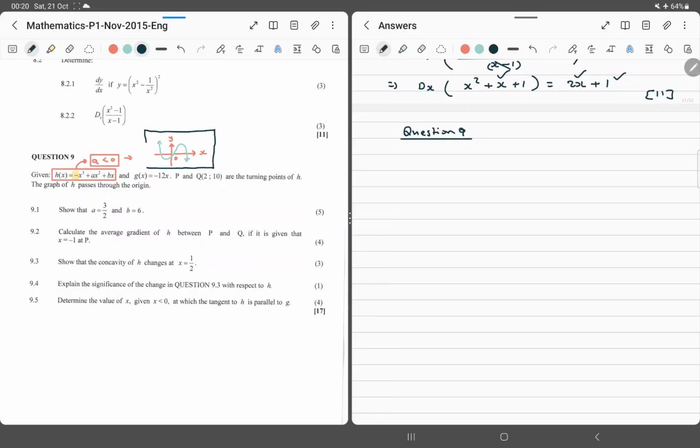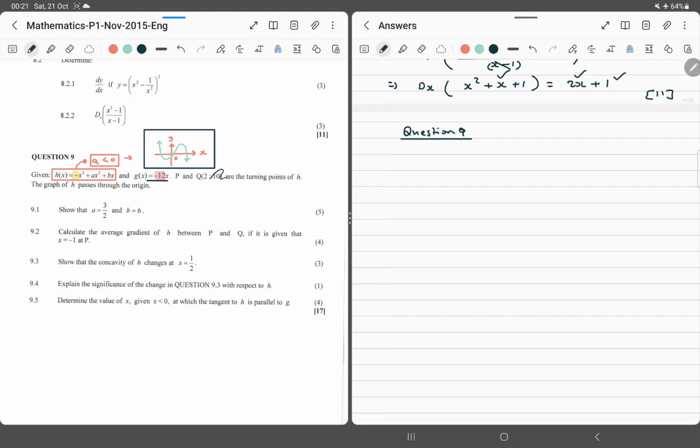It must be very representative of what you are given. Anyway, we're also given g of x, which is minus 12x. What do we know here? That would be the gradient. So it's a negative gradient, so it's fine.